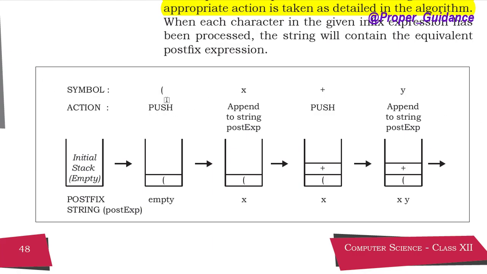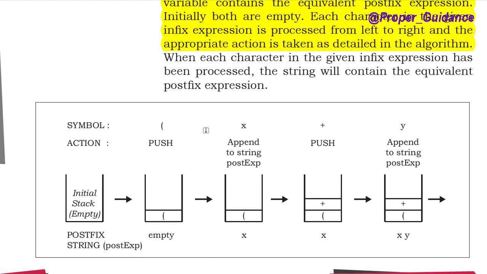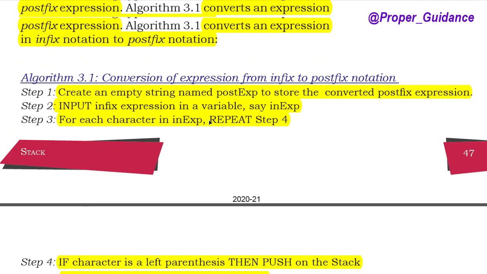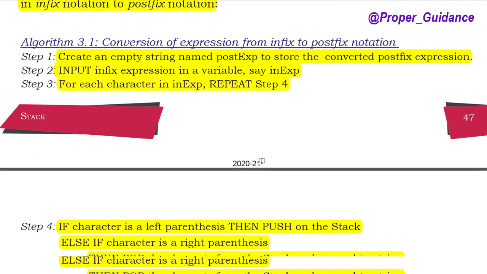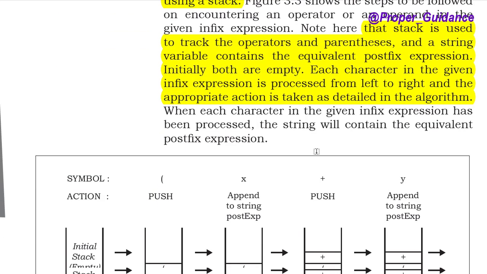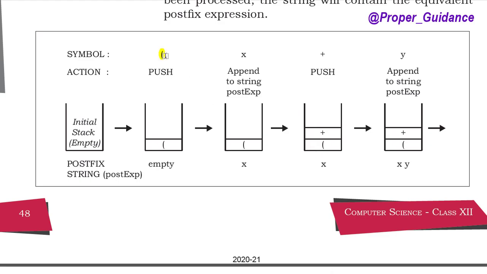Now see here, symbols are here. First one is the parenthesis. When we see the parenthesis, what to do? This is a push operation. Here I am showing you: go to step number 4. If character is a left parenthesis, then push on the stack. So our first symbol is a left parenthesis, so push it. Initial stack is empty, then push it, and after that append to string post exp, x is here.